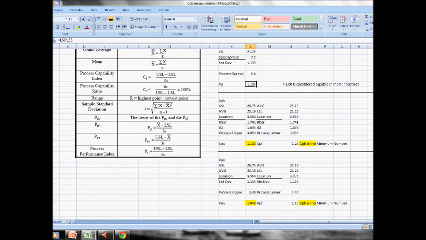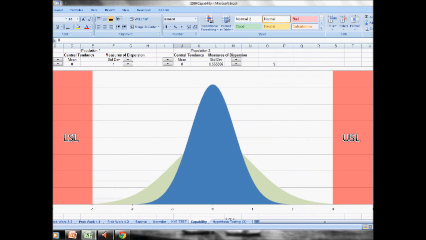Now, CPK and PPK tells us how centered that process is. Remember, when I did the example, I'll just do it for you real quick.